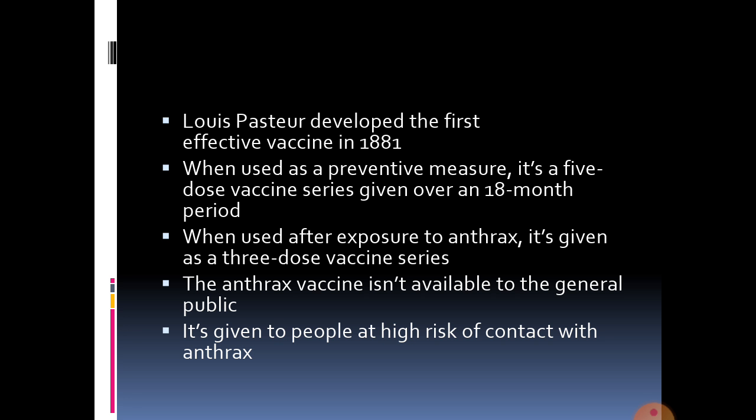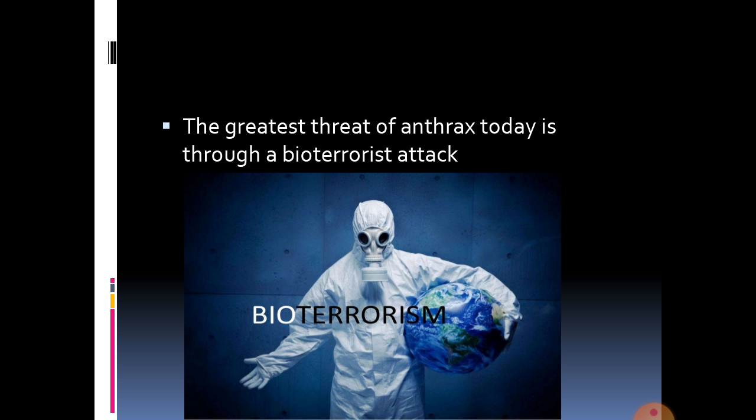Louis Pasteur developed the first effective vaccine in 1881. When used as a preventive measure, it is a 5-dose vaccine series given over an 18-month period. When it is used after exposure to anthrax, it is given as a 3-dose vaccine series. The anthrax vaccine is not available to the general public. It is given to people at high risk of contact with anthrax. The greatest threat of anthrax today is through a bioterrorist attack.